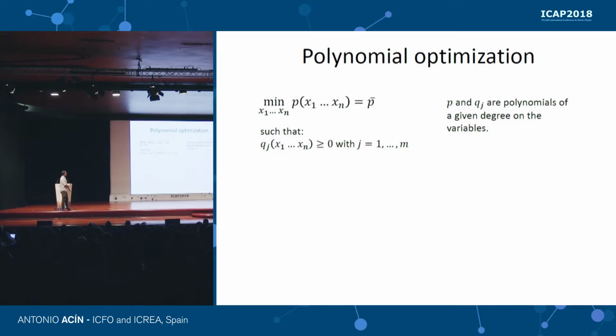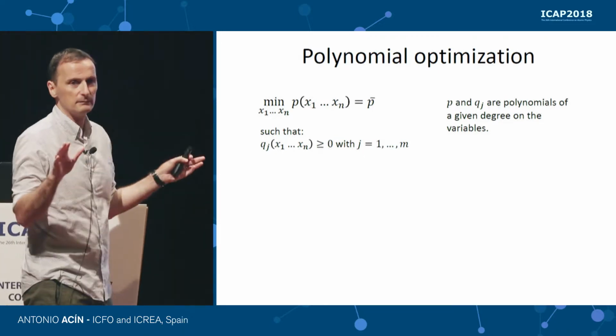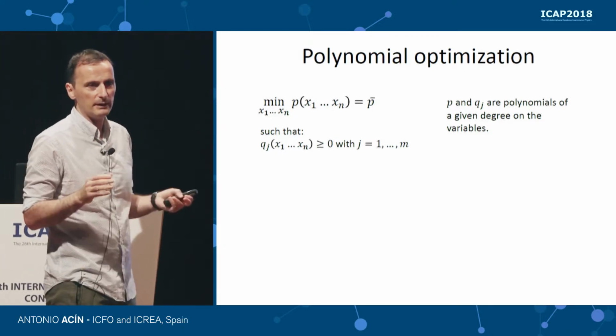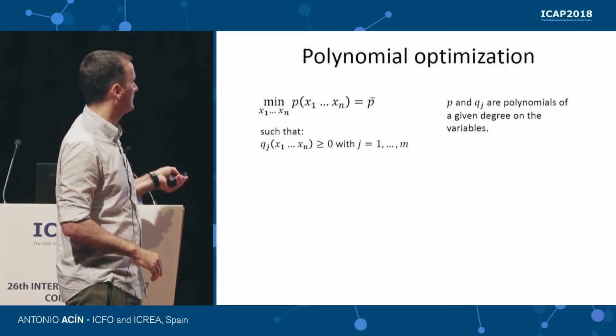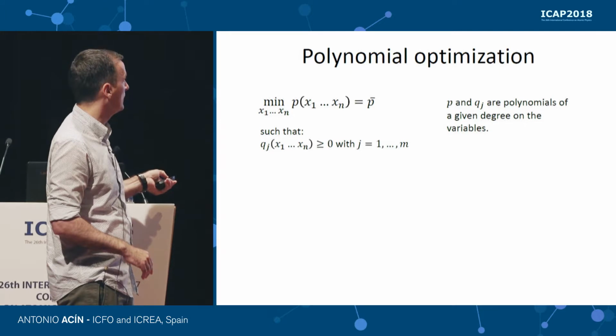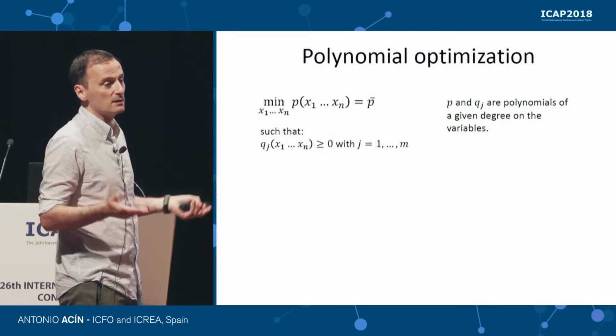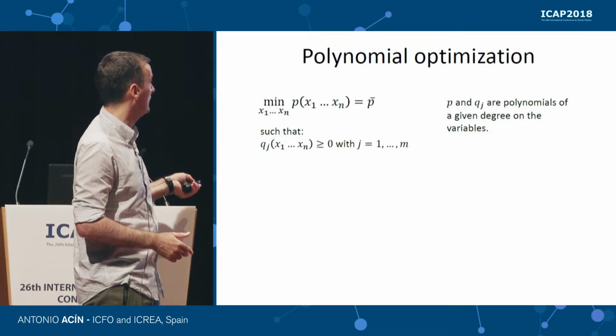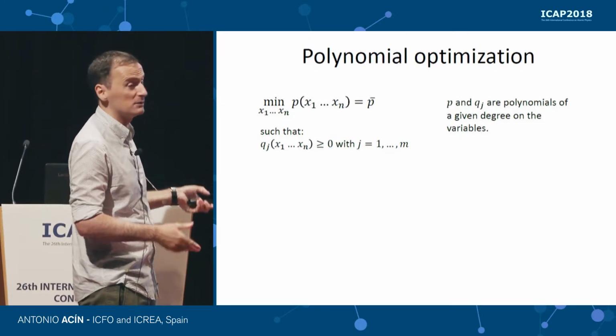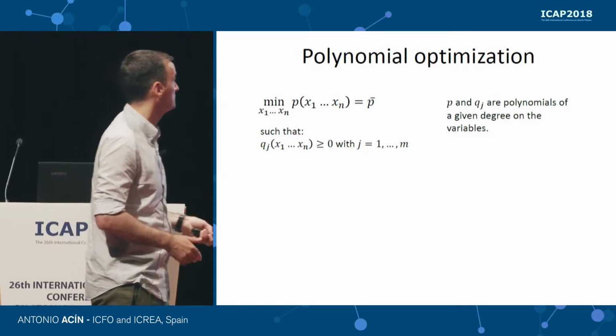So what is a polynomial optimization problem? Well, it's something that we have all encountered in our careers. So you have a polynomial depending on some variables, and you want to minimize this polynomial. Okay? This is the objective. And these variables are subjected to some other constraints that also have the form of polynomials. You see here, this Q and P are polynomials of given degrees on these variables.